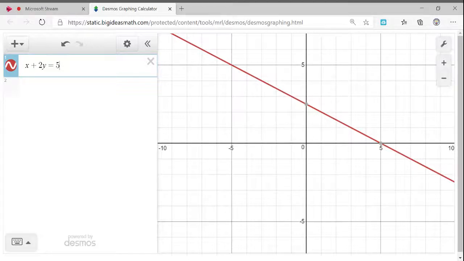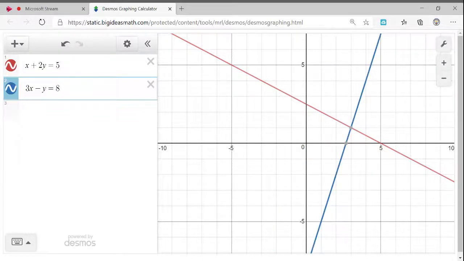What we need in order to get a solution is a second equation with the same variables. A solution to a system of equations is where the intersection occurs. So if I come up with another equation, 3x minus y equaling 8, we find that when we graph the second one, they intersect at the point (3, 1). So (3, 1) would be the solution to this system of equations. Again, why is it the solution? Because it's where they intersect.